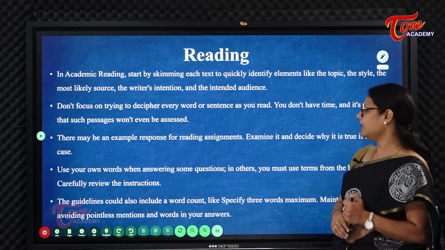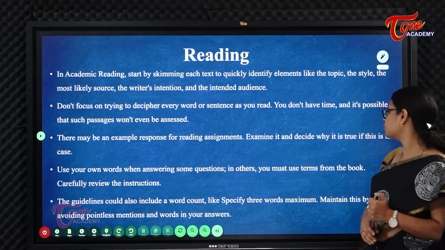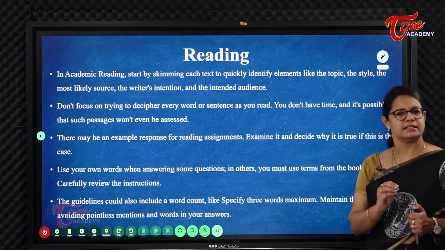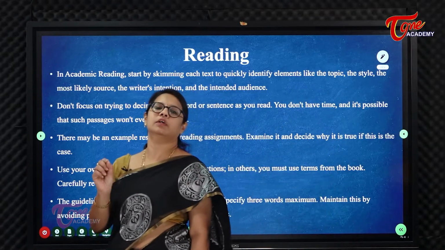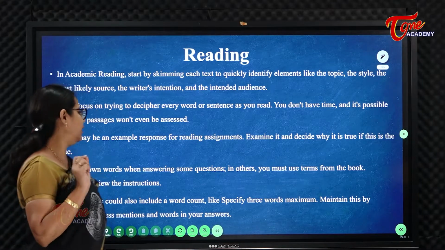Now, there may be an example response for reading assignments. Examine it and decide why it is true, if it is true. Use your own words when answering at least some questions, but note the word limit for each of the questions. So, reading the instructions for every segment is very, very important.